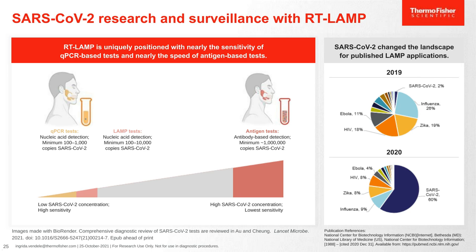RT-LAMP-based tests for SARS-CoV-2 are uniquely positioned as they're nearly as sensitive as the qPCR tests and are nearly as fast as the antigen tests. The application of RT-LAMP is so well suited for SARS-CoV-2 that the landscape of this approach has drastically shifted over the last 2 years. As seen on the right of the slide, in 2019, only about 2% of RT-LAMP publications were focused on SARS-CoV-2. However, in 2020, this metric drastically shifted, with approximately 60% of all LAMP publications focused on SARS-CoV-2 research available.